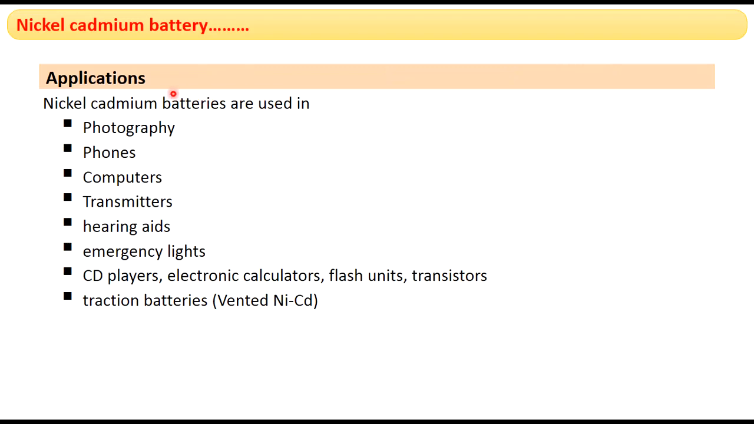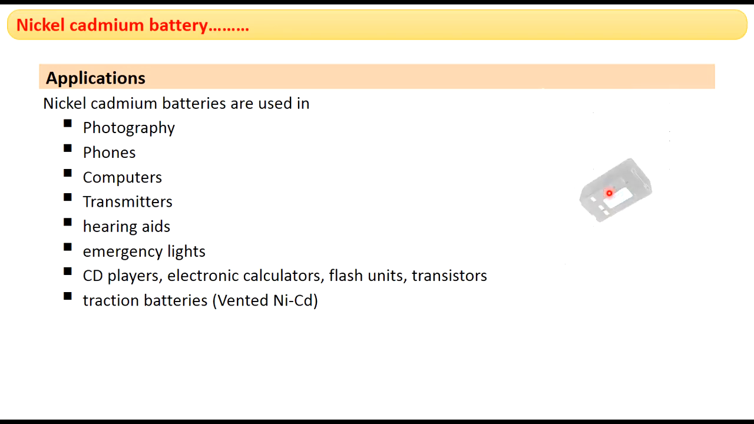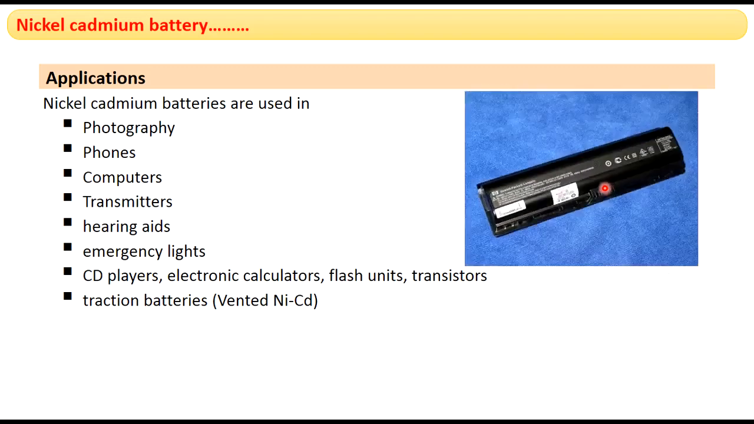Then applications. Nickel cadmium batteries are extensively used in photography, in cameras. You can see in the picture, this is a battery which is used in a camera. This is a nickel cadmium battery. We can also use nickel cadmium batteries in mobile phones, then computers. Okay, this is a laptop battery. This is a nickel cadmium battery.